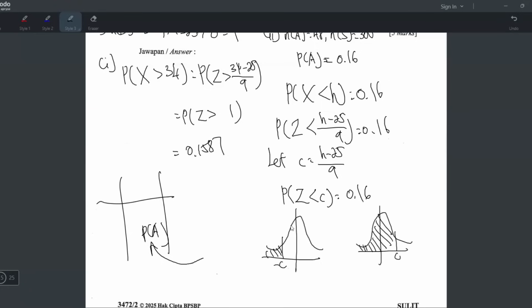Now after you shade the region, it's time to find out whether your C is positive or negative. How to know? Look at the probability answer, or you can say the area answer. Area and probability are the same thing in this topic. The area, or probability, is 0.16. It's less than 0.5, which means you will take the small region. So this is the correct one, and I will reject this one, because it's not logical for the area here to be 0.16. This is already more than half, so the area should be more than 0.5. So this is the wrong one. Now you know your C is actually negative.